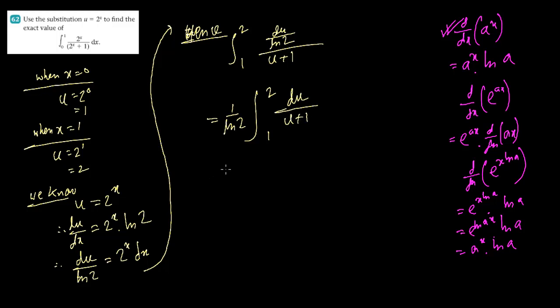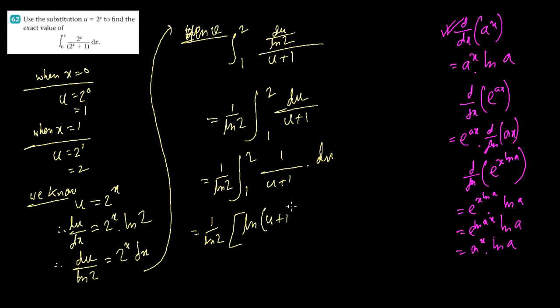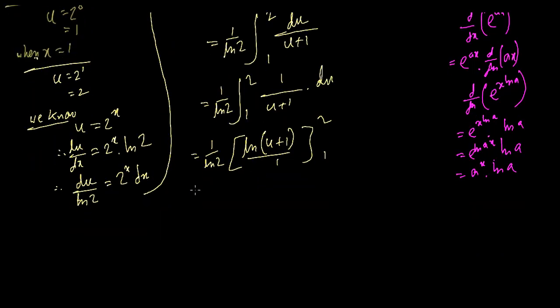So du by u plus 1 is the same as 1 by u plus 1 into du, same thing. So 1 by ln 2, we know the rule of reciprocal integral. It is going to be ln of u plus 1 divided by the chain rule factor, which is 1, and the limit is 1 to 2. So this is going to be 1 by ln 2. If you put the limit, it would be ln of 2 plus 1, which is 3, minus ln of 1 plus 1, which is 2. So this would be 1 by ln 2 into ln of 3 by 2. That's it. That's the integral.